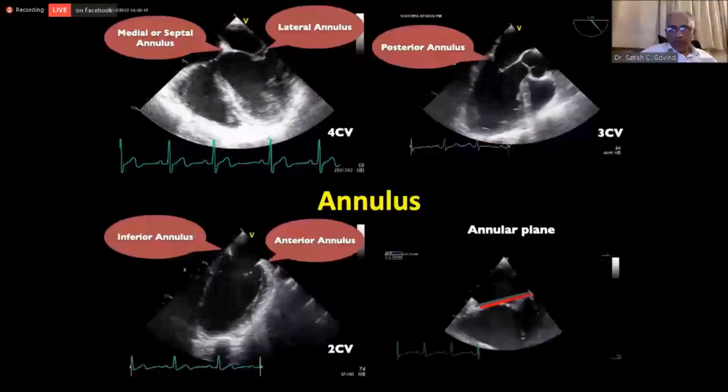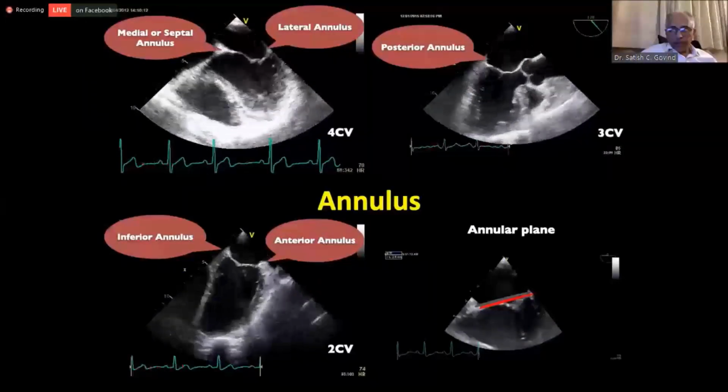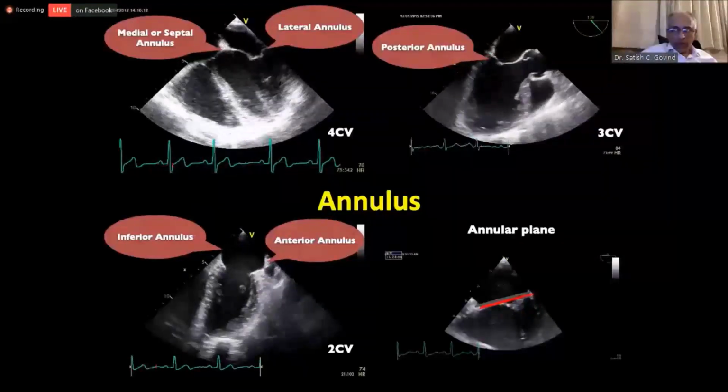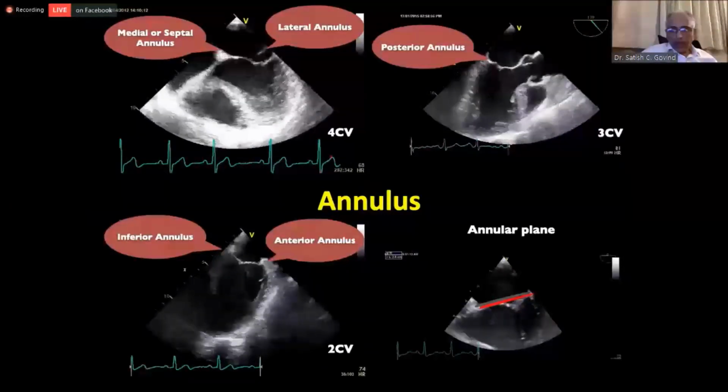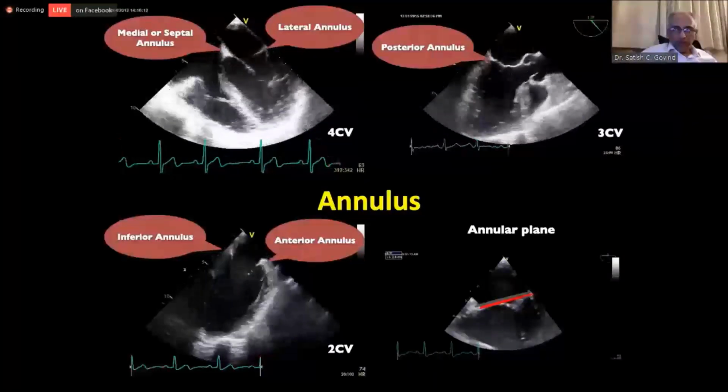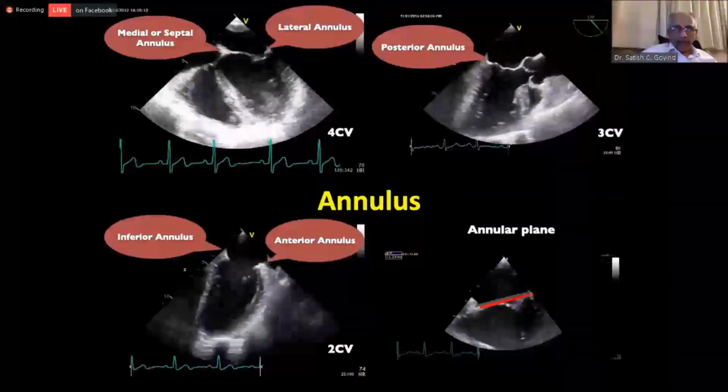And then one can look at the annular plane in terms of measuring the annulus, in terms of sizing it, or to look at any mitral valve prolapse, or for other reasons, in terms of various measurements that are now to be done in terms of mitral valve repair. So the annular plane is something which is very important.